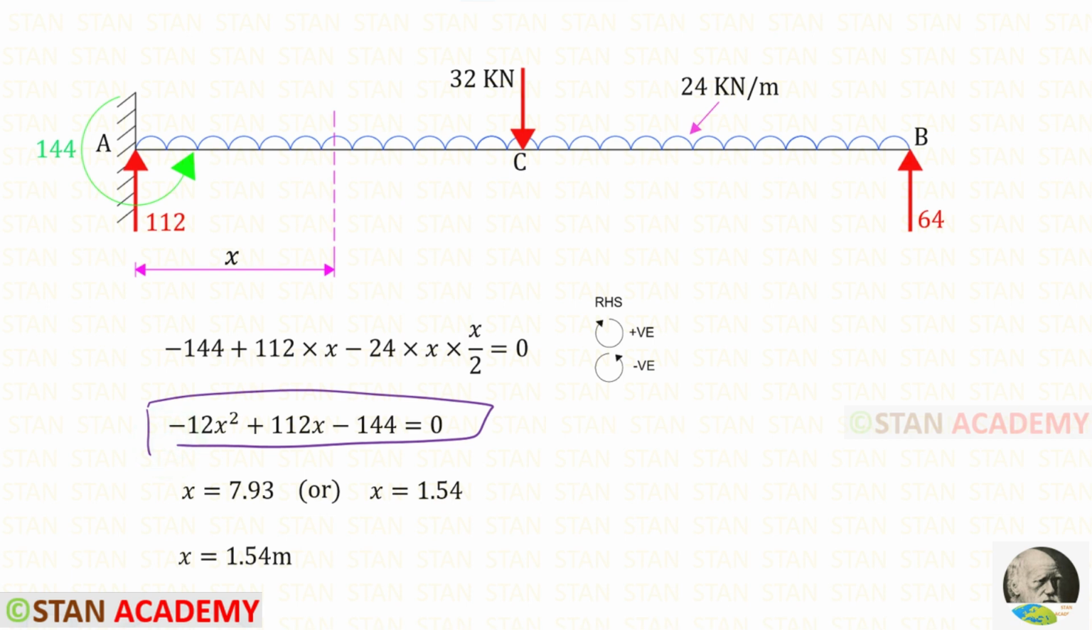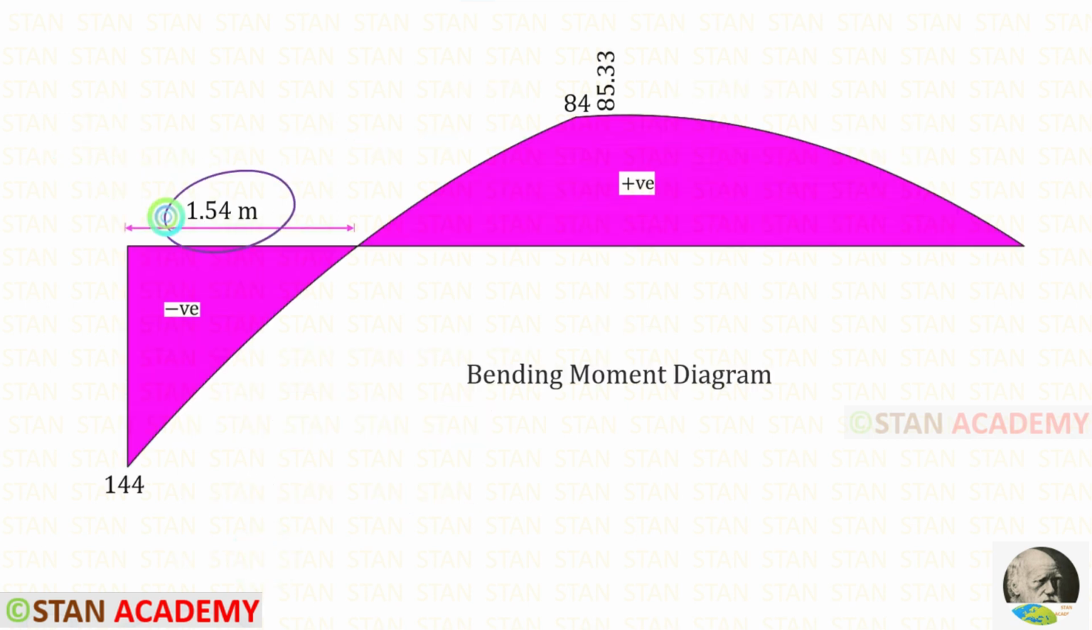Using the calculator, we can solve this equation. We will get two answers. 7.93 is not applicable, so the value of x is 1.54. Now we are going to end this session.